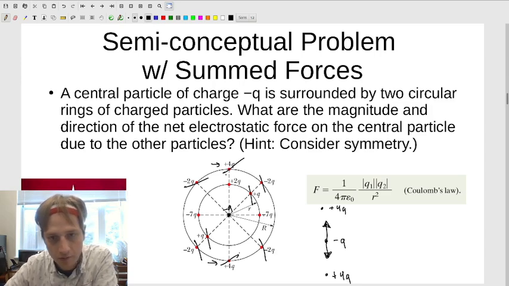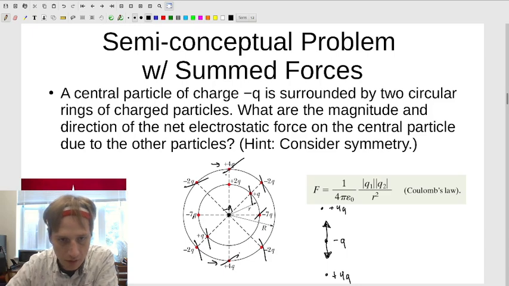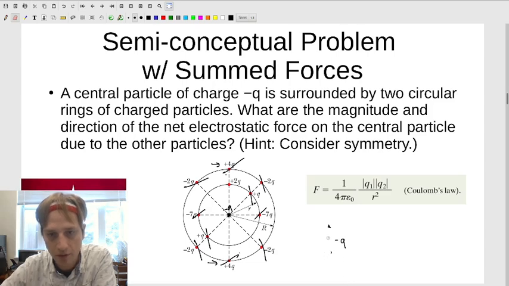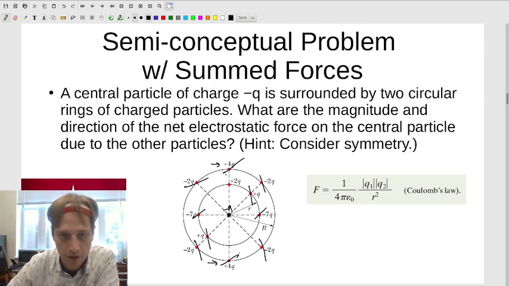Minus 7Q, balanced. And so now if I look at the only charge here that's not balanced, that would be that plus 2Q at the top. So what direction is it going to be pulling? Well, I have a positive charge there and a negative charge there. Opposites attract, so it's going to be pulled upwards in that direction, in the plus y direction.